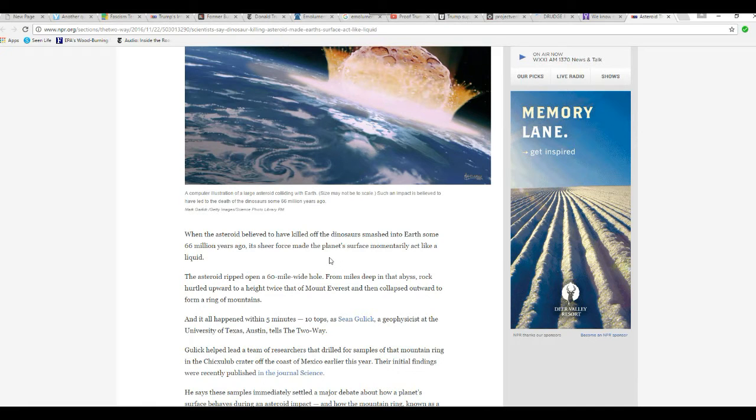An asteroid believed to kill off dinos smashing Earth some 66 million years ago.